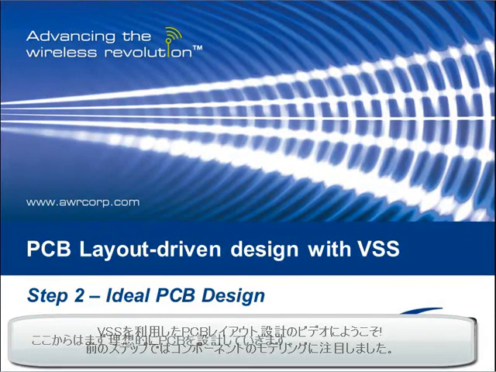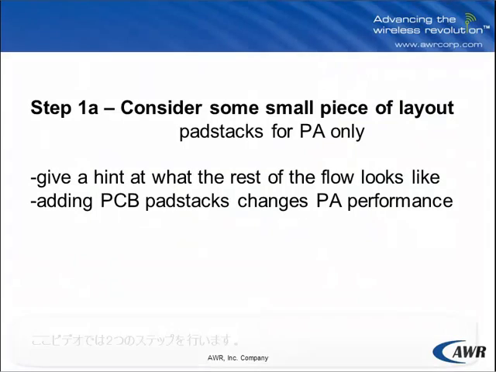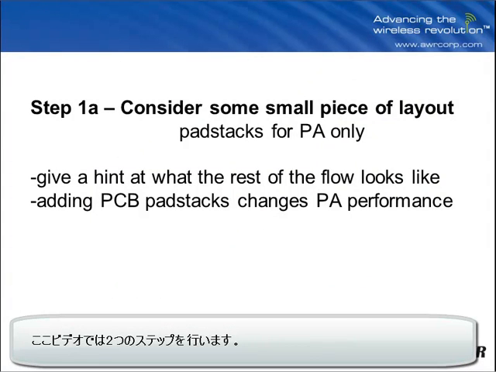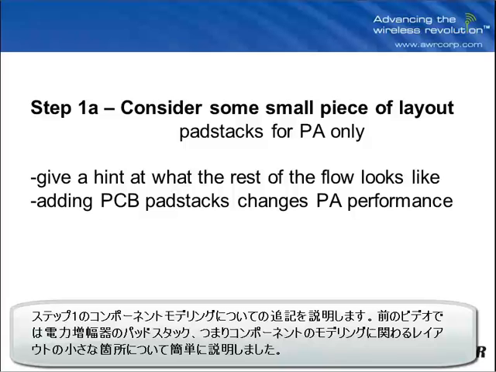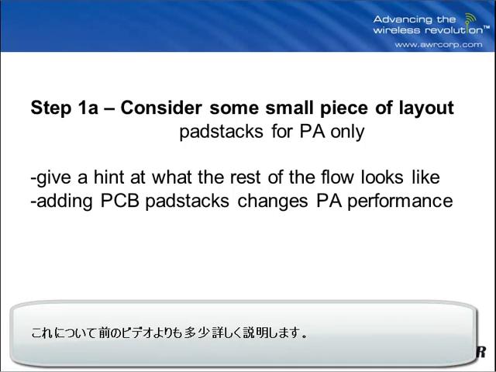In the previous step, we looked at component modeling. Now we're going to move on to the actual ideal PCB design. In this step, we're actually going to accomplish two steps. The first step is sort of a leftover piece from step one. When we were talking about the component modeling, we touched very briefly on including the pad stacks for the PA. In other words, a small piece of layout that really is very much related to the component modeling because it's essential for that bit of layout to get done to allow us to put the component on the board. So we'll just take a brief look at that in a little bit more detail than we did in the last video.